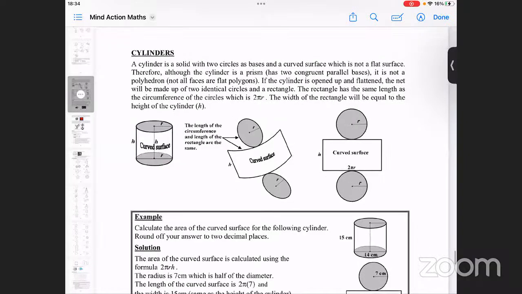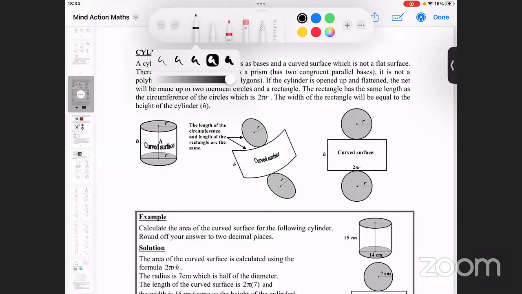Okay, are you guys able to see? Yes, ma'am. Okay, cool. So we're going to look at cylinders, and do we have any question on what we were doing previously on Tuesday? Before we carry on, were you guys attending on Tuesday? I did, ma'am. Okay, cool. That means there is no question.